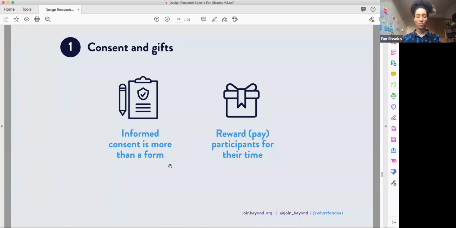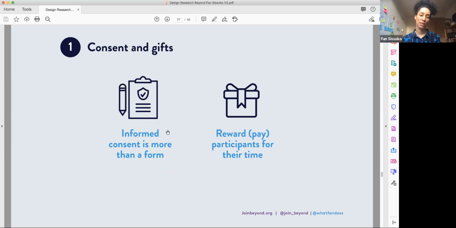Obviously when you go into research and people sign up to be part of your research, to have an interview with you, they need to know how you're going to use their data. They need to know what it's for, who is going to see their stories, whether it's going to be anonymized or not. So all of that goes onto a consent form, which I'm sure you're familiar with.